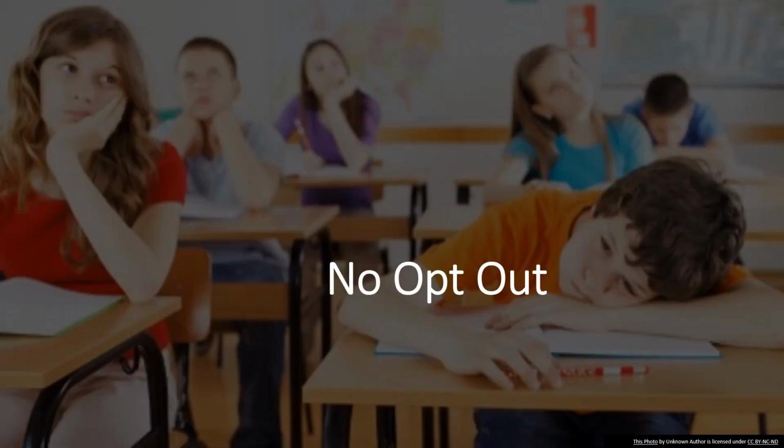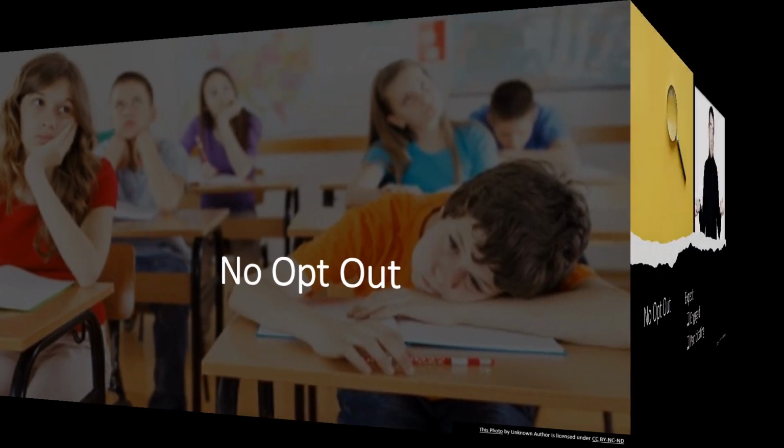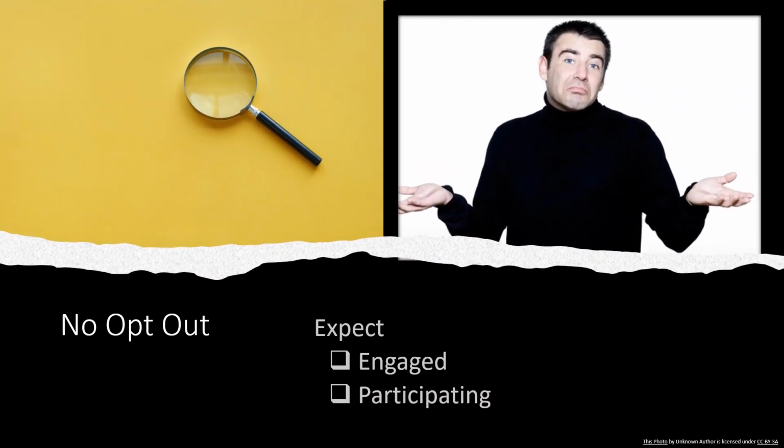Teachers with high expectations don't accept "I don't know" as an answer. They expect students to be engaged and participating. So what does a teacher do when that's the answer they get? They use the technique no opt-out. This is where the teacher doesn't allow the student to get away with "I don't know." The question doesn't stop there. The teacher has several options to help the student find the right answer.